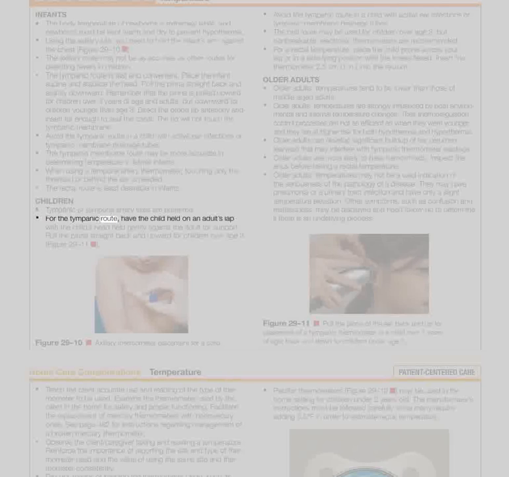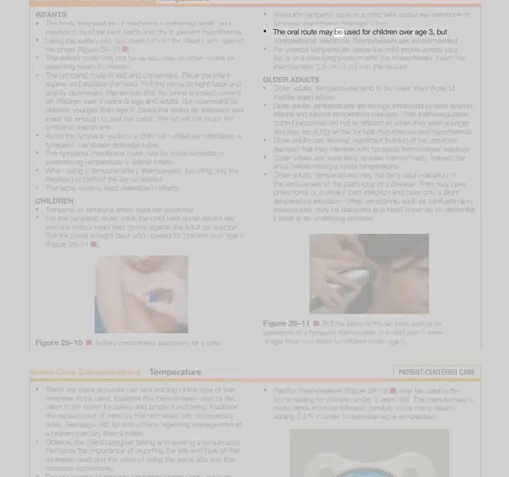For the tympanic route, have the child held on an adult's lap with the child's head held gently against the adult for support. Pull the pinna straight back and upward for children over age 3, Figure 29-11. Avoid the tympanic route in a child with active ear infections or tympanic membrane drainage tubes.